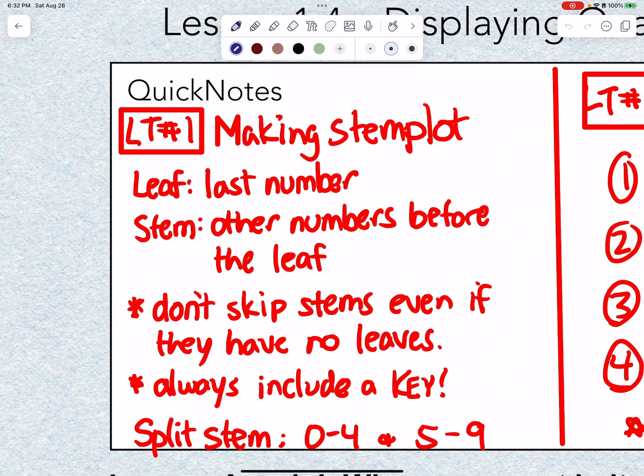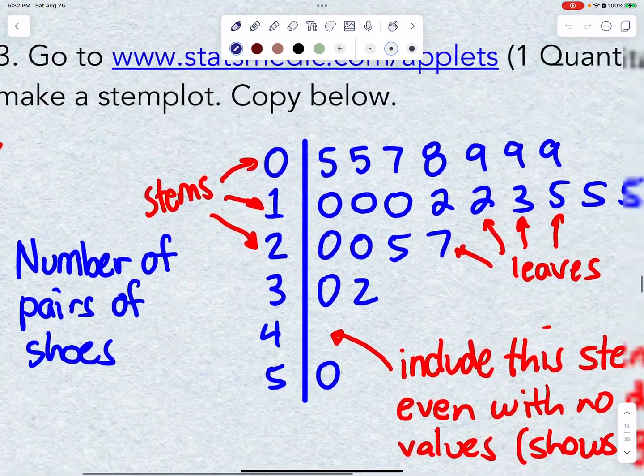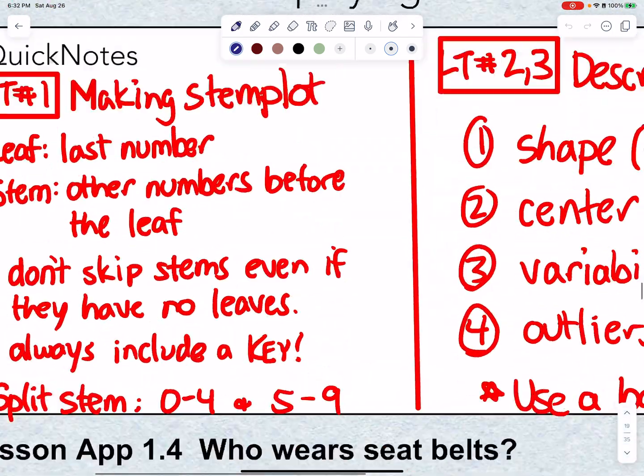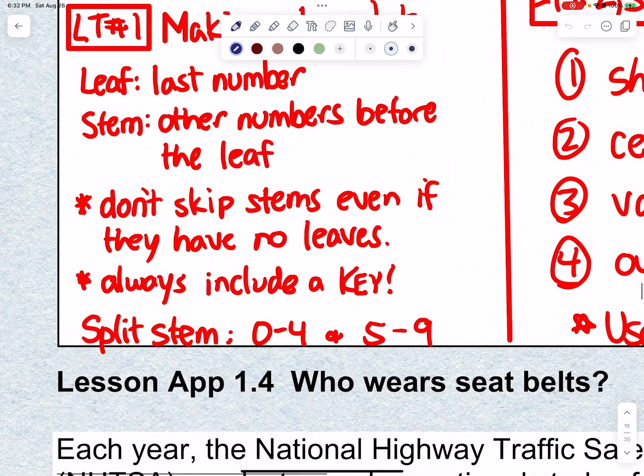First of all, the leaf is the last number and the stem is the first number. So for 14, the leaf would be the 4, and the stem would be the 1, which would represent 10. Don't skip stems even if they have no leaves. That just means it's blank. For instance, right here, there was no 40. We didn't skip it. We just put a 4 with no data. And always include a key.